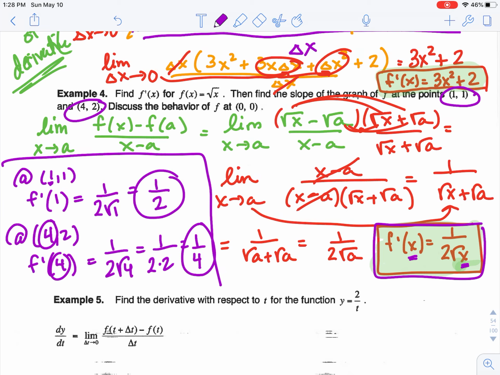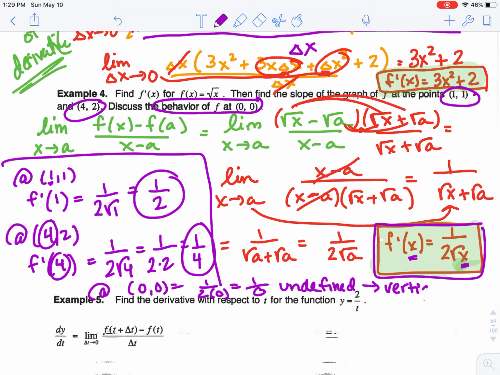And then it also says to discuss the behavior of f at 0, 0. So what's happening at 0, 0? Well, when I plug in a 0, I get a 0 in the denominator, which means that my slope is undefined there, which means it has a vertical tangent line. Because if you think about it, what does it mean? It means the slope is undefined, and you only have a slope undefined with a vertical tangent line.